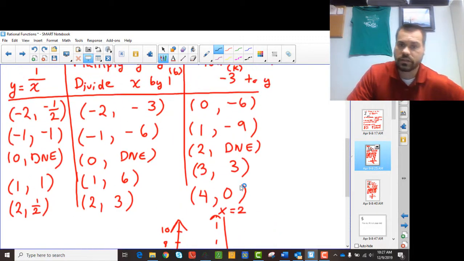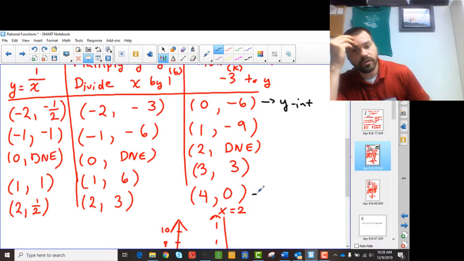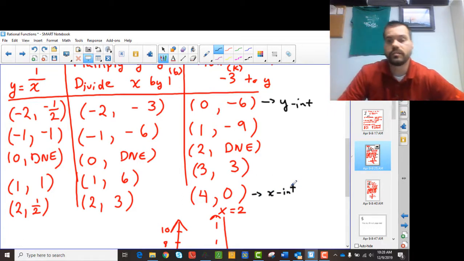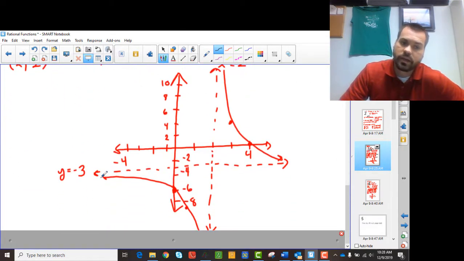And you'll notice that this point, the x-intercept, also showed up in our table. That doesn't always happen, but it's nice when it does. So then we just connect the dots. We know that it can't cross this, so it's got to come down here. And then this is our vertical asymptote, so it's got to start up here and go down. And that's how you draw a rational function using transformations.